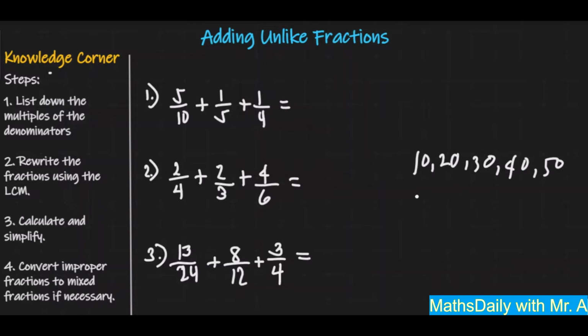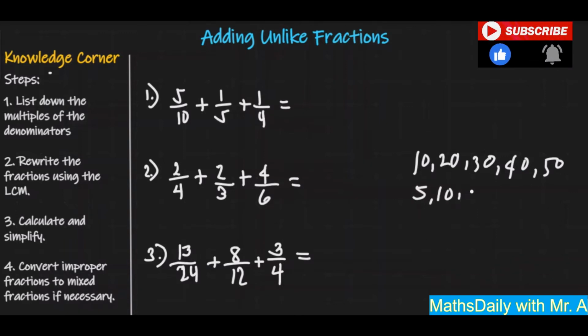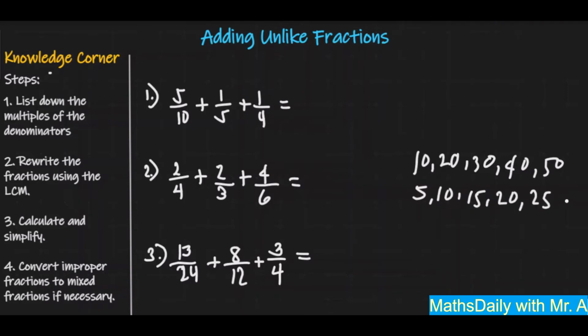For 5, the multiples are 5, 10, 15, 20, 25. And for 4, the multiples are 4, 8, 12, 16, 20. From this list, we can say that the common multiple of 10, 5, and 4 is 20.